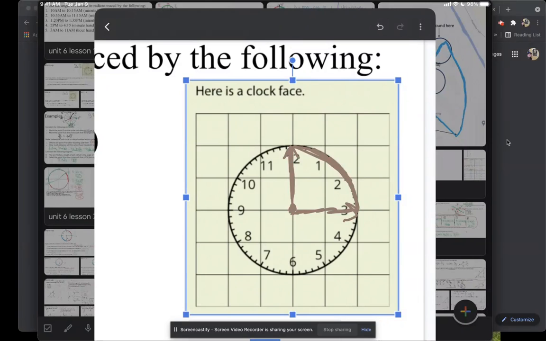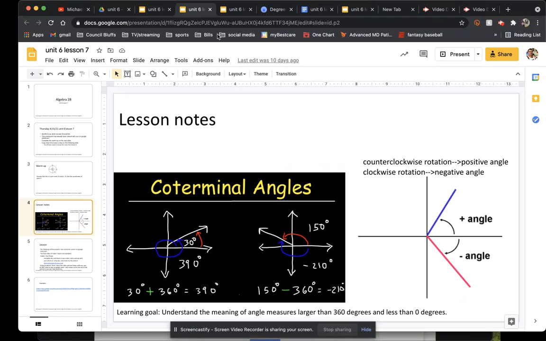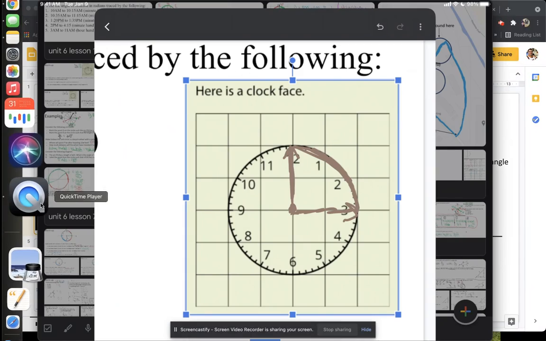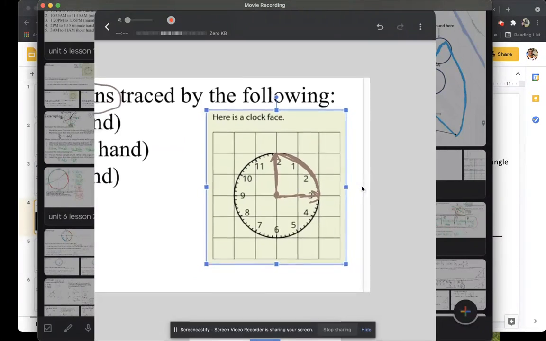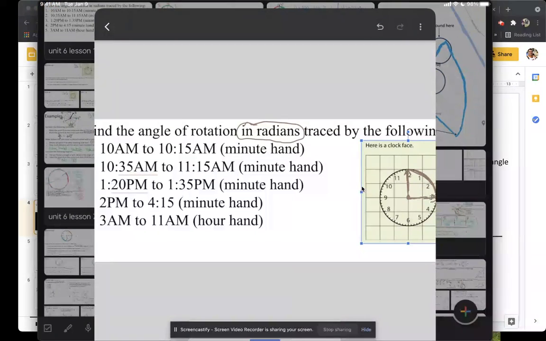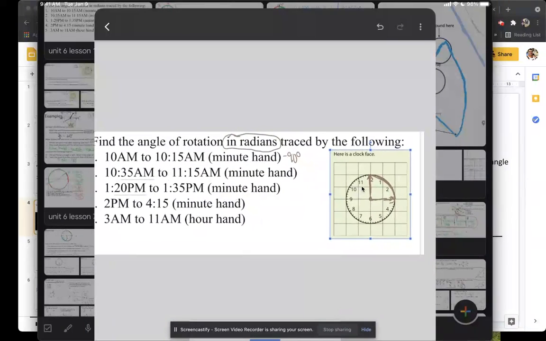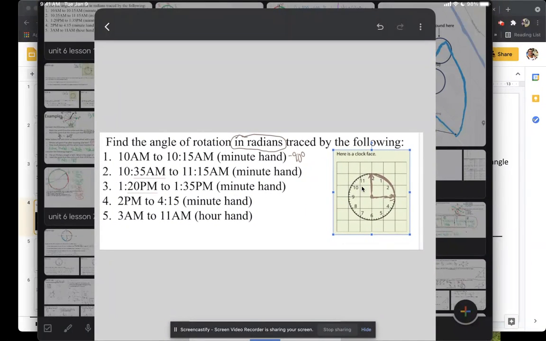We know, if we look back at our notes from lesson 7, that a clockwise rotation means a negative angle. So for number 1 in degrees, the answer would be negative 90 degrees, okay? What I'm actually going to do is answer all these questions in degrees and then convert them to radians at the end. So number 1 in degrees is negative 90.